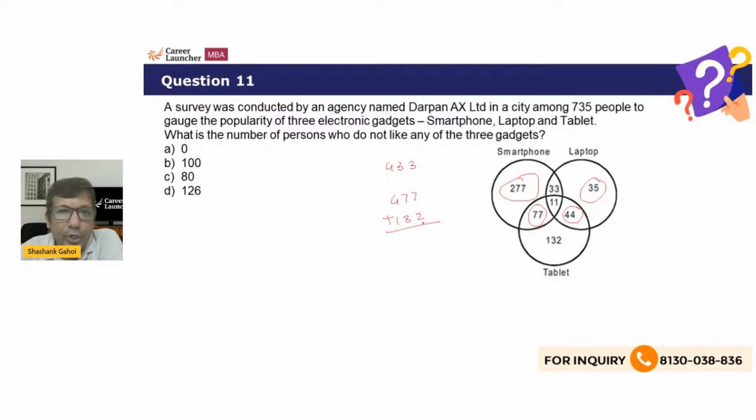So it is going to be what? 9. This is going to be what? 0. This is going to be what? 609. And total number of people are what? 735. So 735 minus 609, that is 126 people do not like any of the gadgets. So remember, when I'm solving this question, I am using the data from the previous question as well, so that I can do it fast.